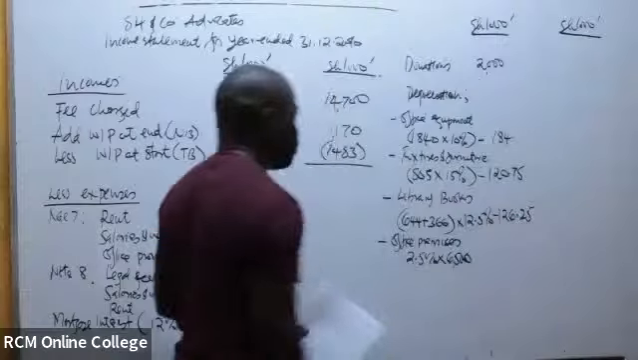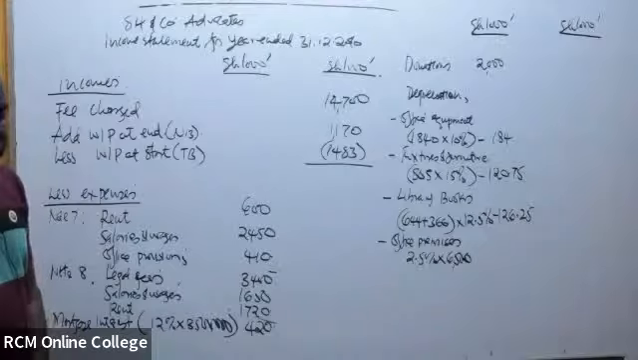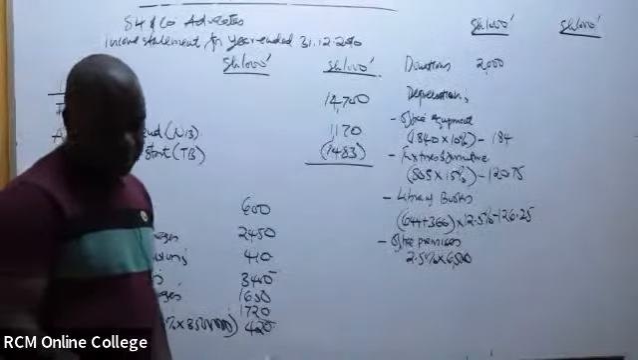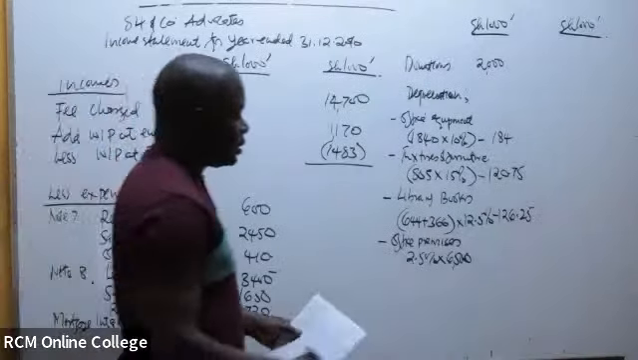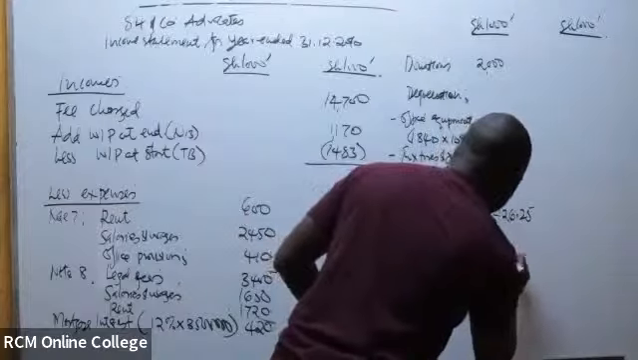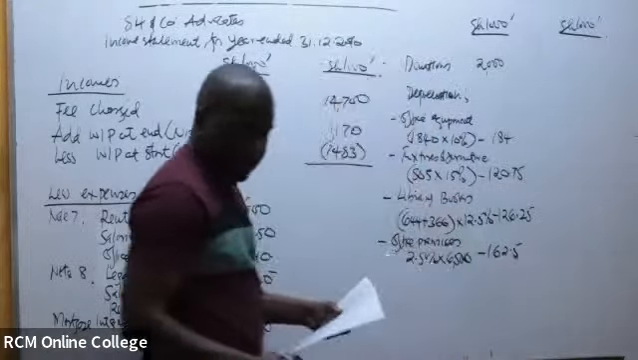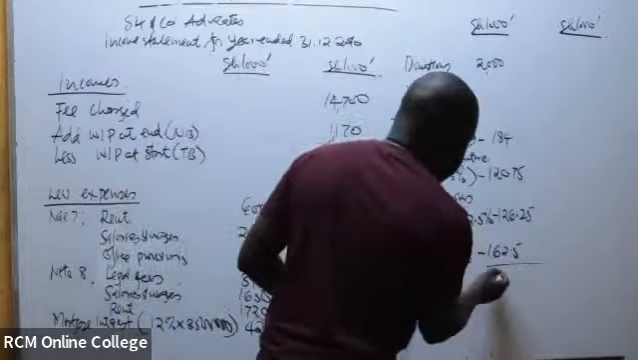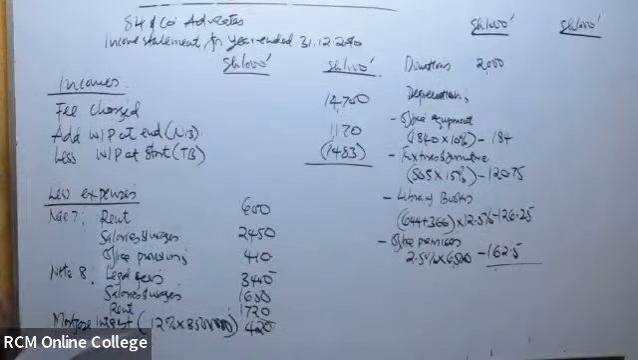What about for office premises? You said 88.75, where did you get that from? So what about for office premises? It is 162.5. And therefore, I think those are the only expenses we have.